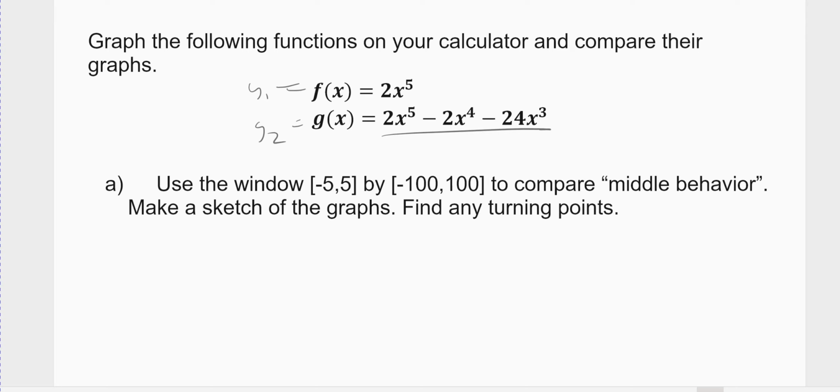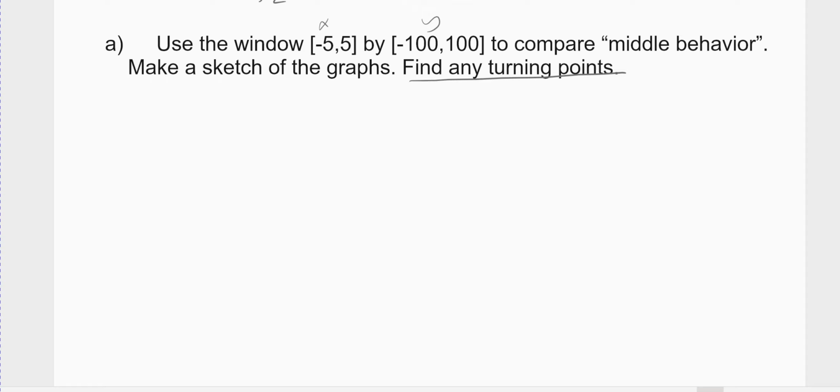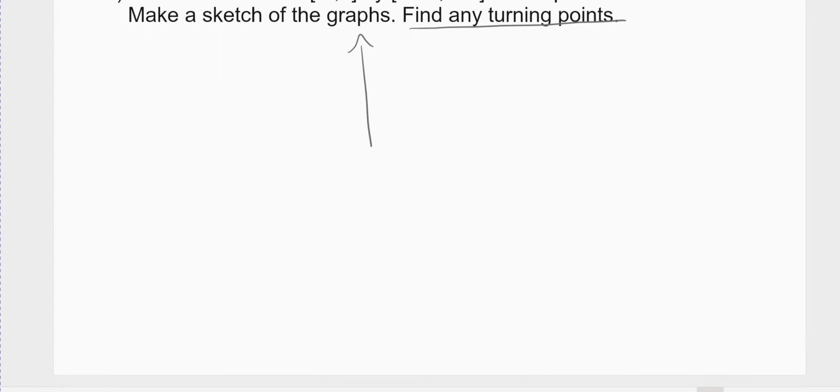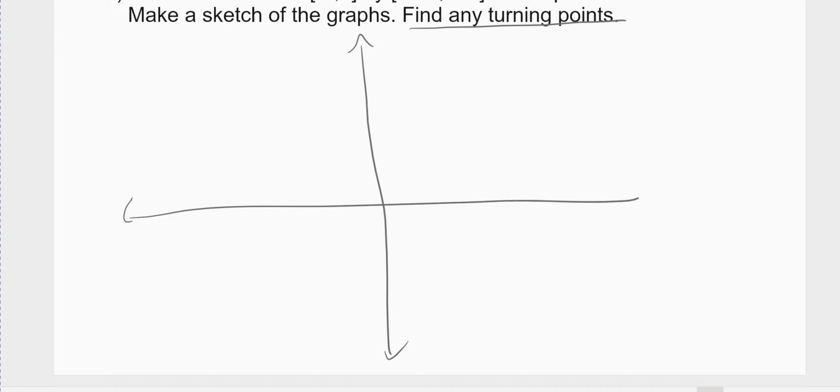All right, so these are my x values. My first window, my x minimum is negative 5, my x max is positive 5. My second window is my y minimum is negative 100, y max is positive 100. Now we're going to see the turning points on my graph. These functions, when I look at them near the origin, are very, very different looking. So negative 5 to 5 in the x direction, negative 100 to positive 100 in the y direction.